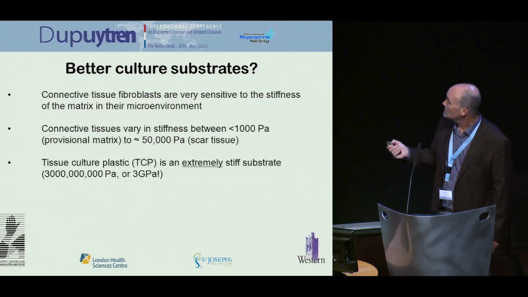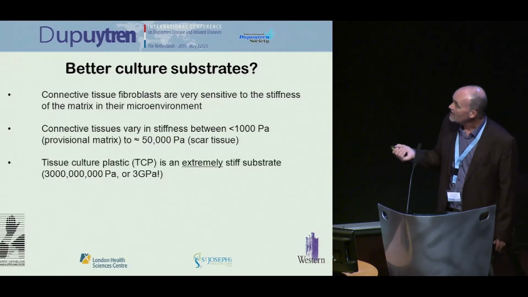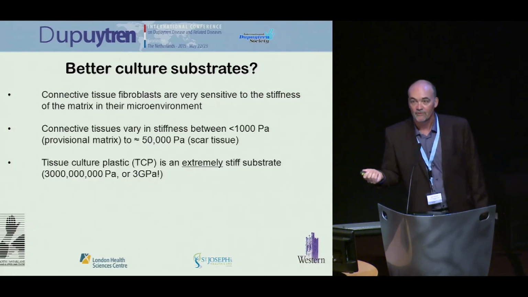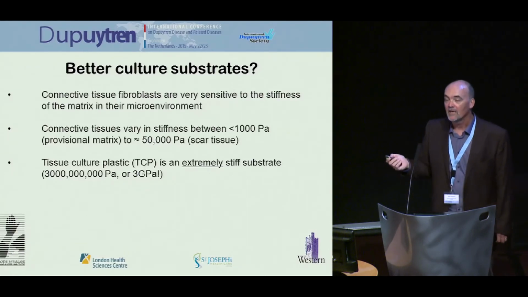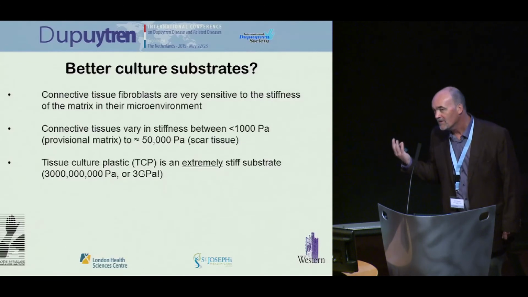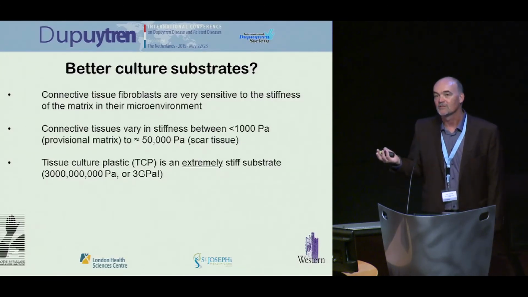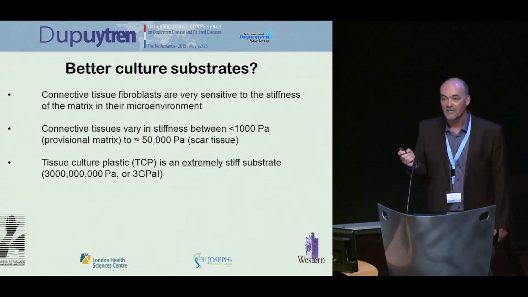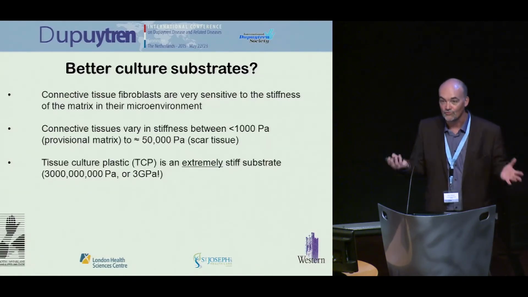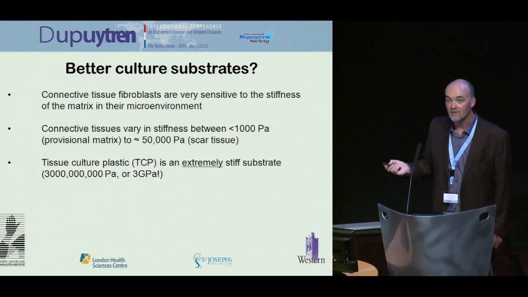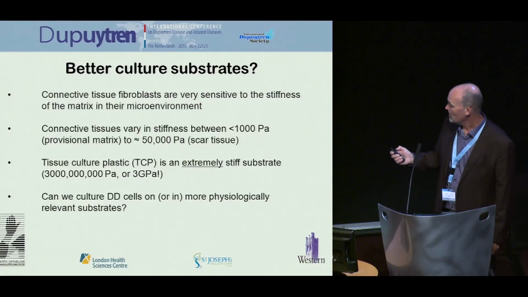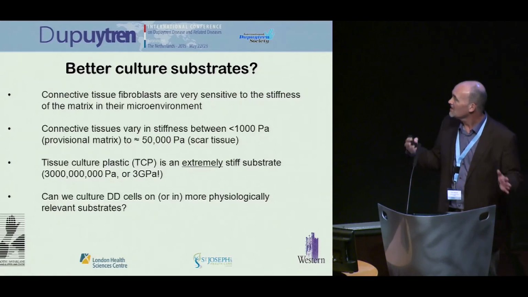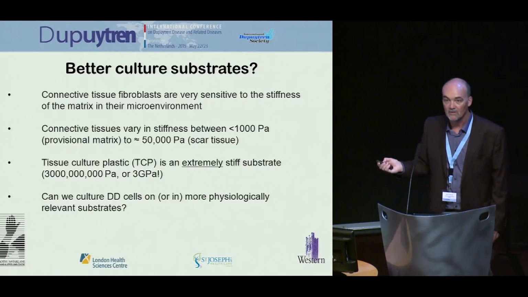But a tissue culture tray is 3,000 million pascals. So it's, I guess, a bit of a red flag to the physiological relevance of taking cells which are highly biomechanically sensitive, plating them on plastic dishes, and then trying to elicit useful information, because it's very difficult to do. So we thought, can we culture these cells on something that's a little bit more physiologically relevant than plastic?